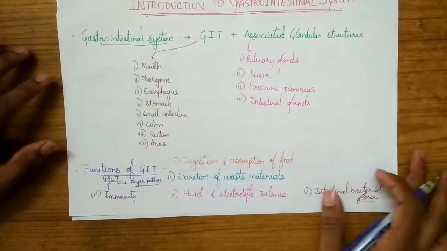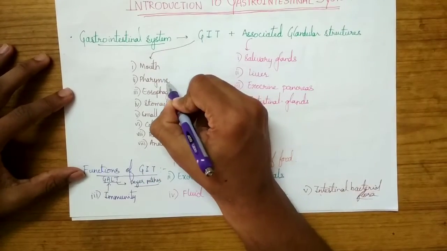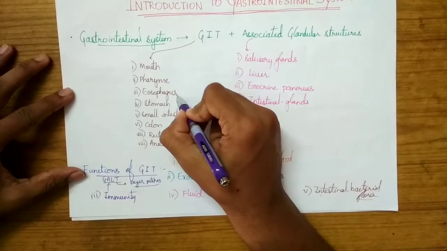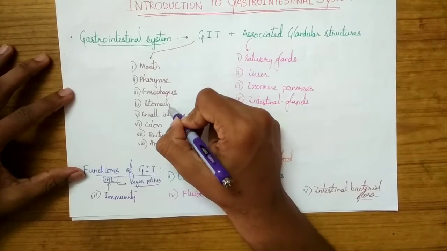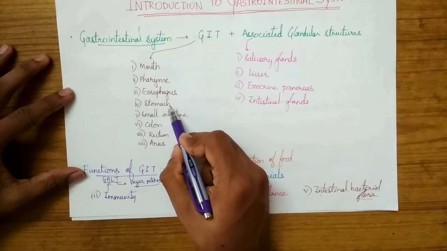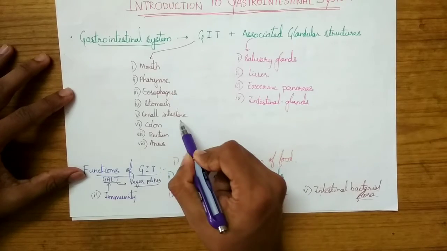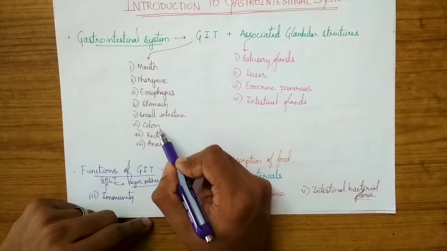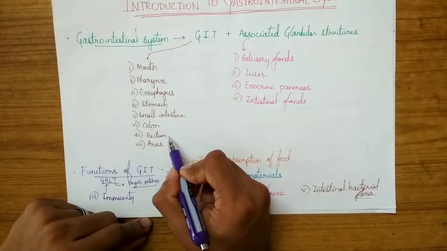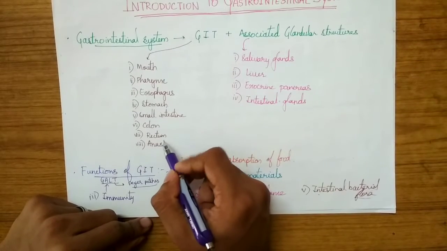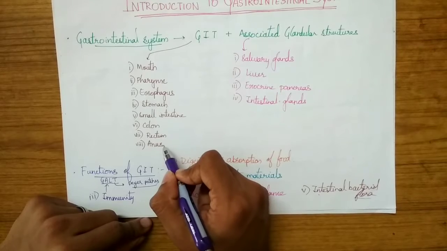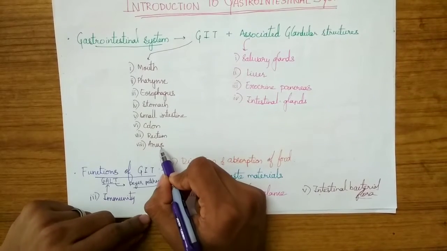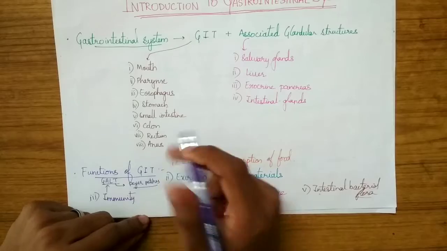So what are the parts? They are the mouth, pharynx, esophagus where peristalsis takes place, stomach where mixing of food takes place and formation of chyme, small intestine where the maximum absorption takes place, the colon where the water is reabsorbed, the rectum where the waste material is stored, and the anus, which is the ending channel of the food canal, and the waste material is excreted through this canal.